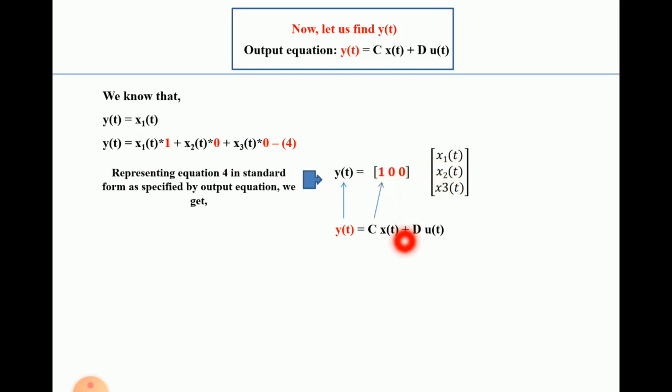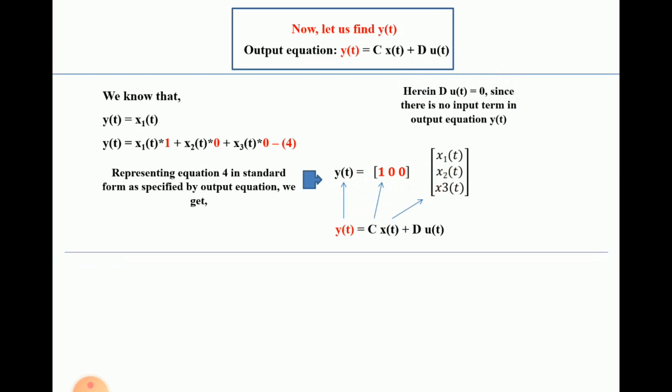Now here you will not have any D into u of t term because in the expression for output, that is y of t, do you have any u term here? There is no input, right? So u of t will be 0. 0 into D is 0 itself. So this expression as represented here is called the output equation.